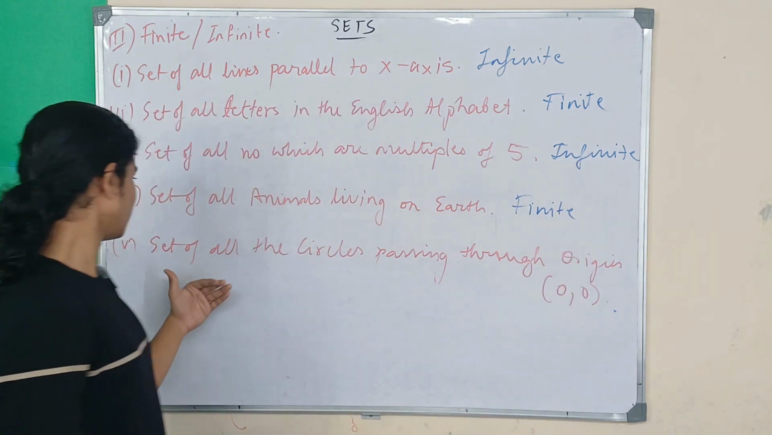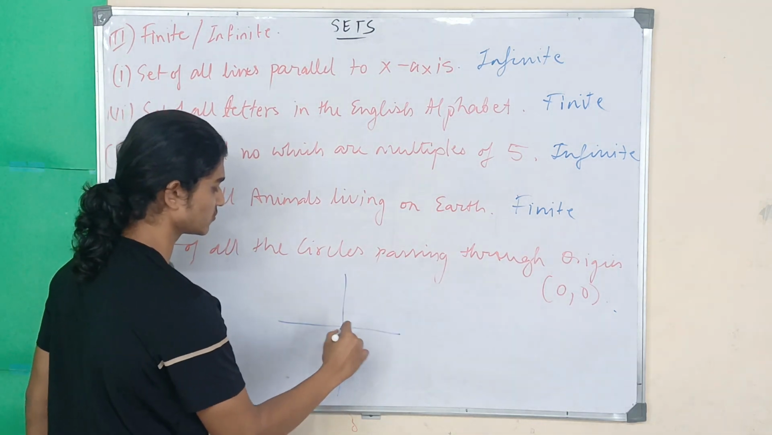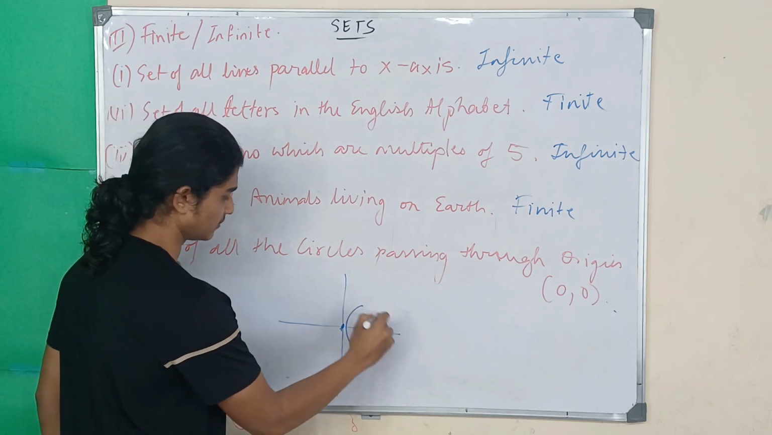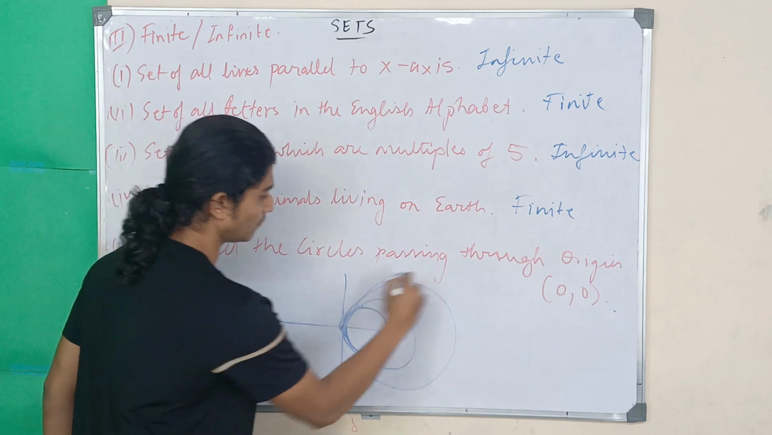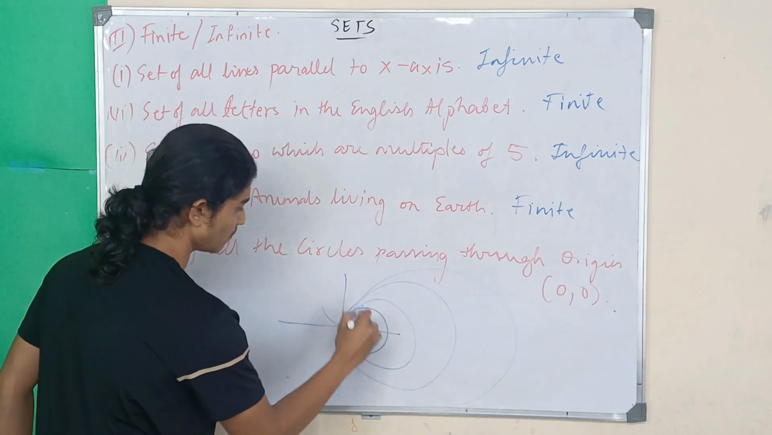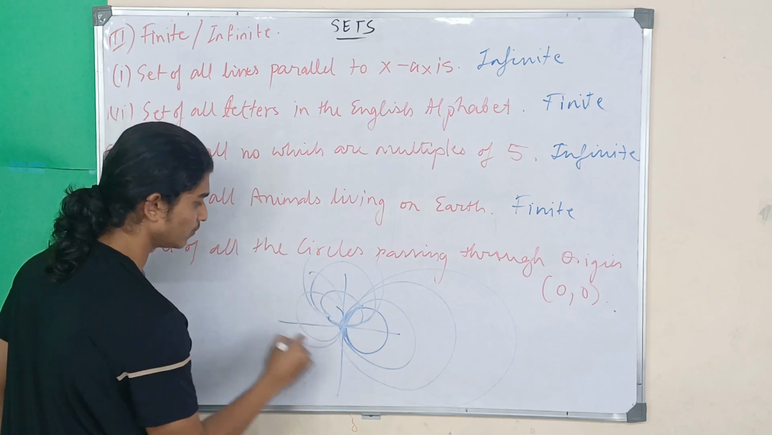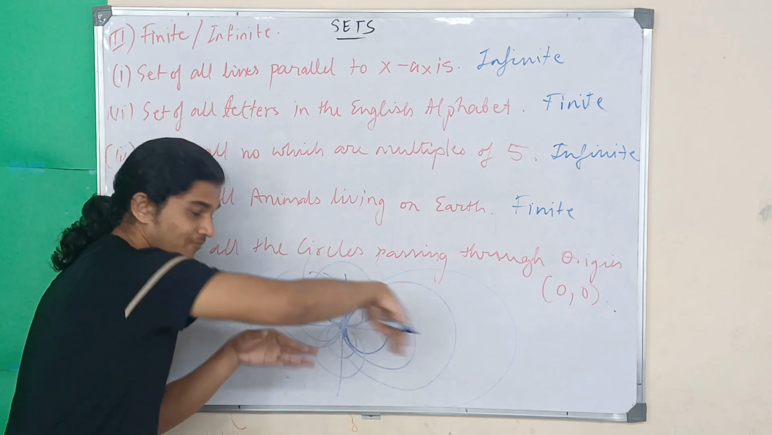And the last one is the set of all circles passing through the origin. So this is the origin. How many circles can I pass through this origin? Infinite. This is one circle. This is one more circle. One more circle. One more circle. In this way also I can draw 1, 2, 3. I can go in this way also, 1, 2, 3. I can go downwards also, 1, 2, 3. I can keep going in all directions.